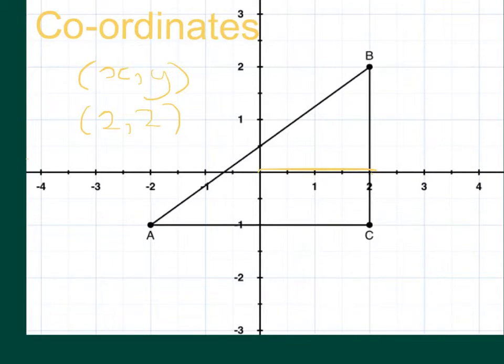Let's now look at the coordinates of C. In the same way, we have to go 2 across before we're in line with C. So the x coordinate is the same, go 2 across. But this time the y coordinate, instead of going up, we're coming down, and we're only coming down by 1. So the y coordinate is -1. And finally, we'll look at point A.